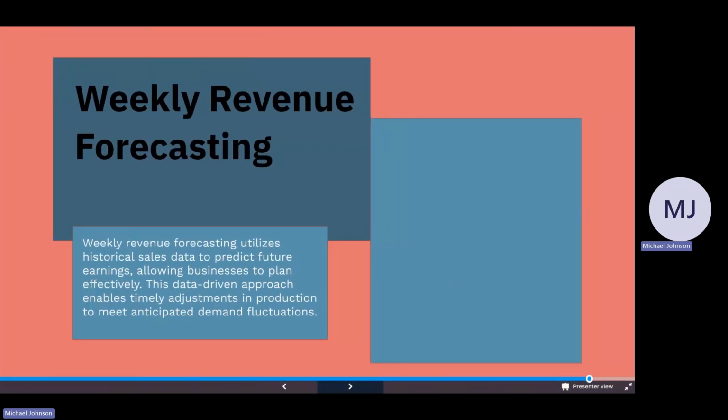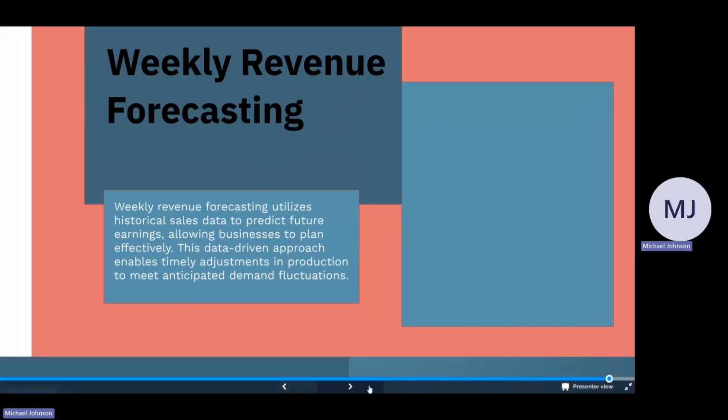Weekly revenue forecasting. Weekly revenue forecasting utilizes historical sales data to predict future earnings, allowing businesses to plan effectively. This data-driven approach enables timely adjustments in production to meet anticipated demand fluctuations.